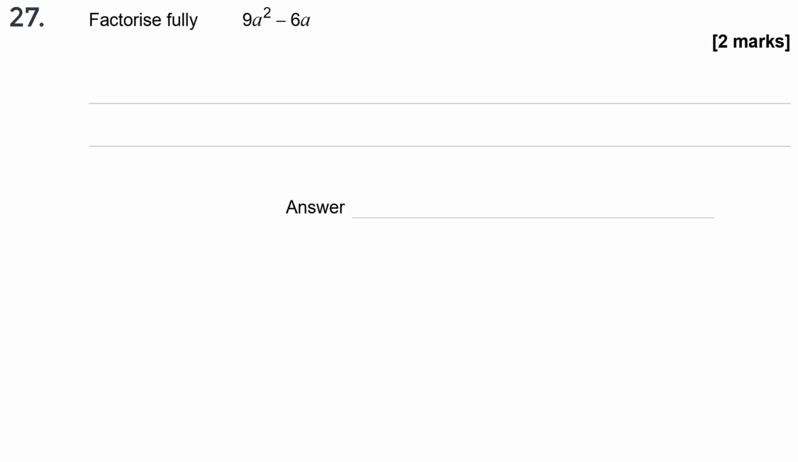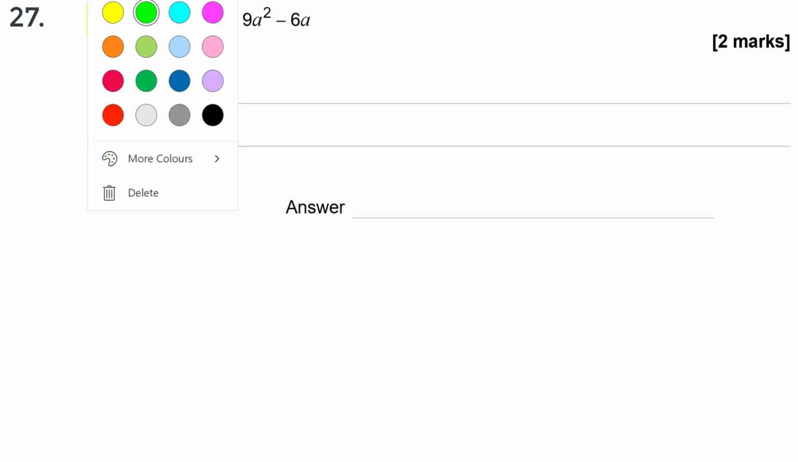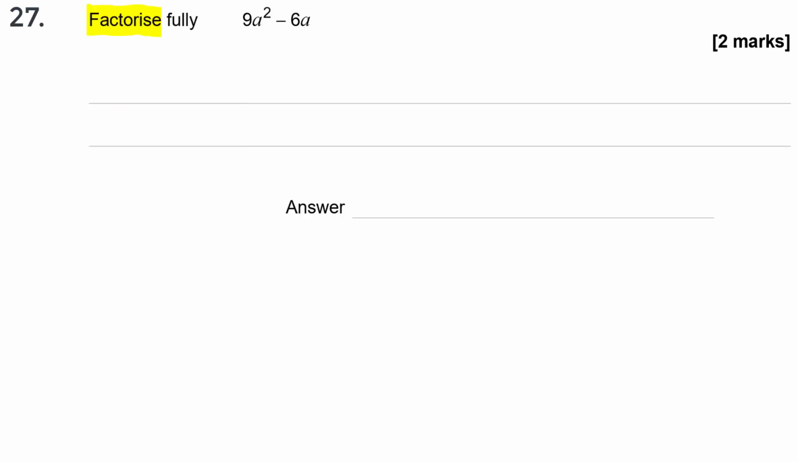Now the secret of exam success is to be able to correctly decode the command words the examiner is asking of you. So you've got two words here, factorise fully. Now factorise is math speak for putting brackets in, and fully is, well, it's just a signpost that there is more than one factor to find. So if you ever see the words factorise fully, it means that there is more than one factor to find.